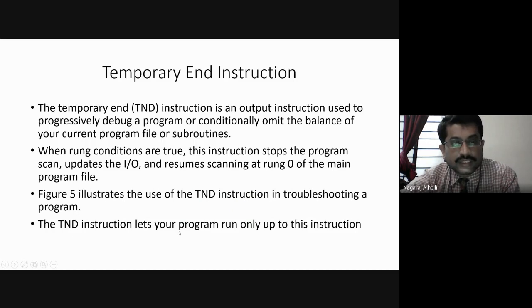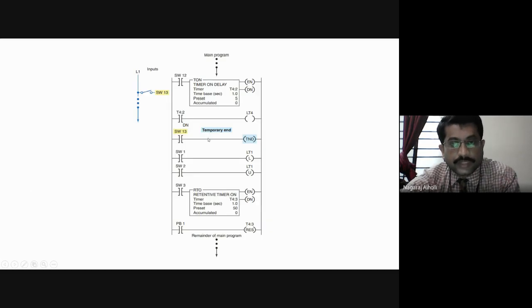The TND instruction lets your program run only up to this instruction. That means the TND instruction is executed only up till here, right? The remaining instructions are not executed. Only the instructions up till TND will execute. The remaining ones, SW1, SW2, SW3, are not executed. Remember, okay?